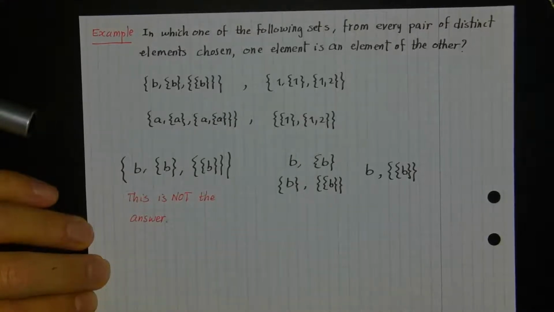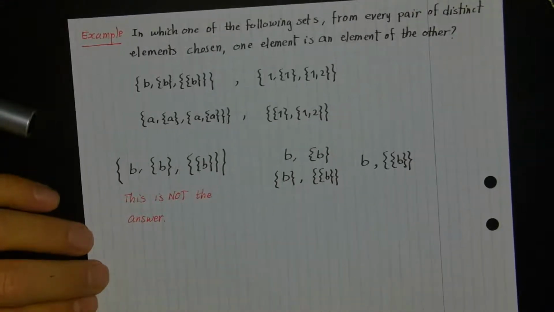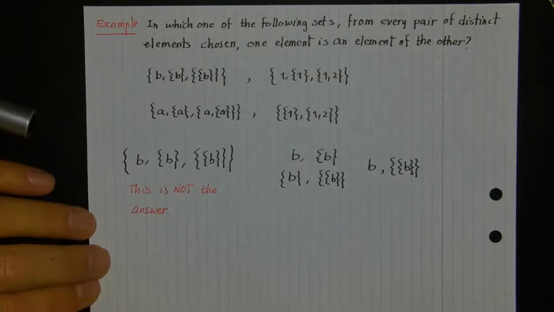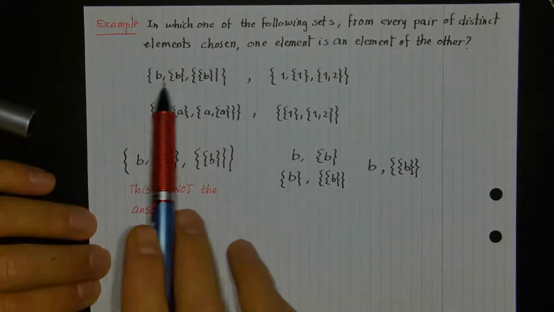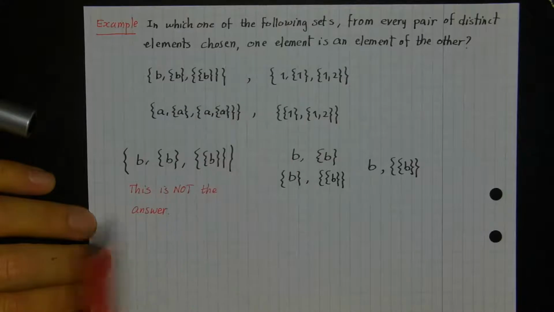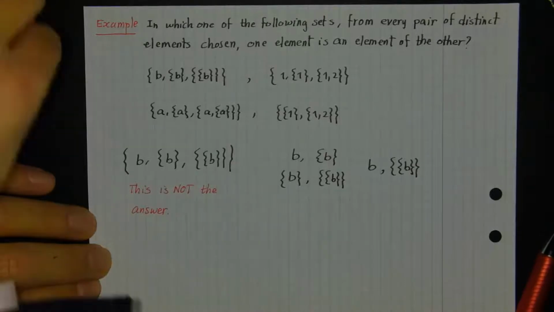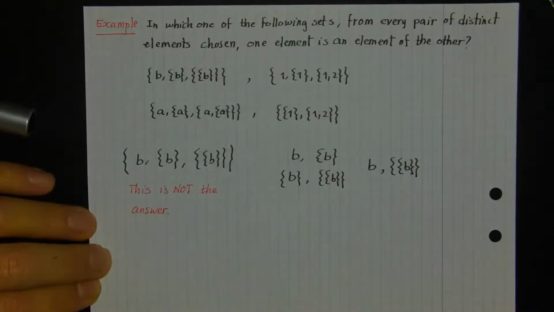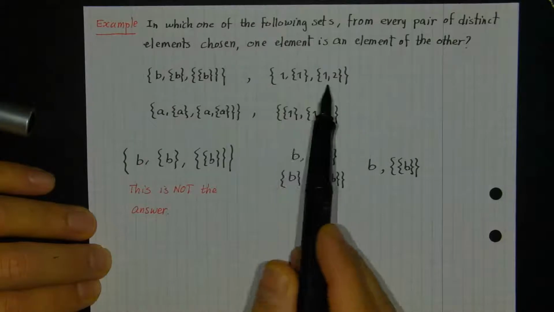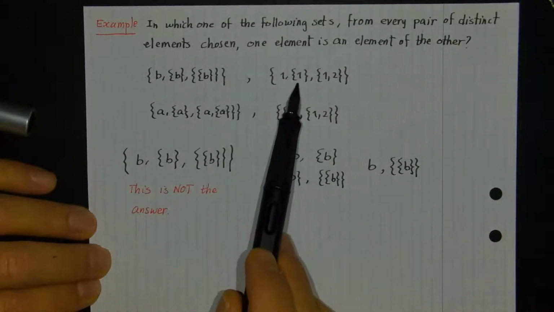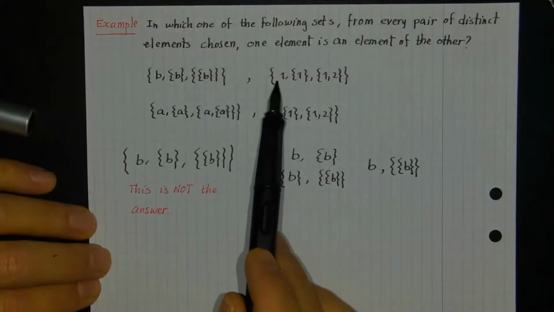Okay, hopefully I could explain it properly. So do you understand now? It means that when you go to a set, you need to see how many pairs of elements you can choose, and then check if it is true or not that one of them is an element of the other one. Okay, so for example, let me check this one as well. You see that we have 3 elements: 1, curly brackets 1, curly brackets 1 and 2. So I have 3 elements.